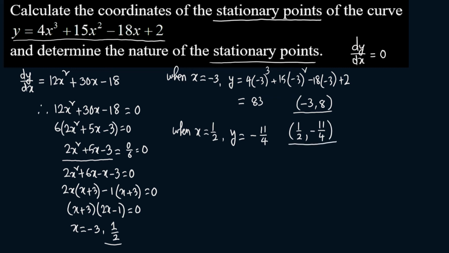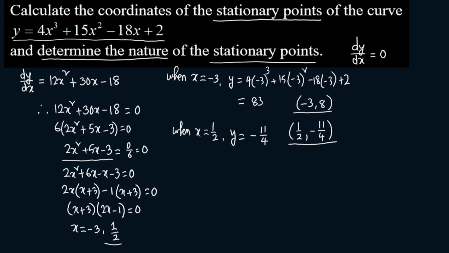So the first part is already done. The stationary points coordinates are minus 3, 83, and half, minus 11 by 4 as the y value. Now we are going to determine the nature of the stationary points, which point is maximum and which point is minimum. We're going to check it.